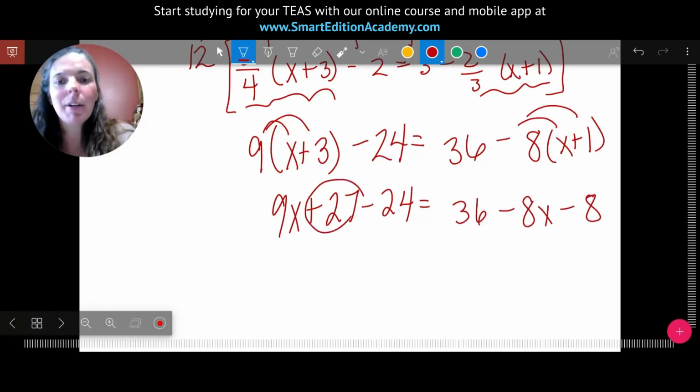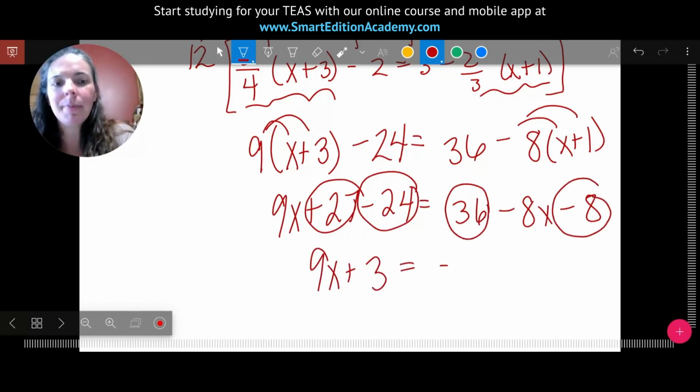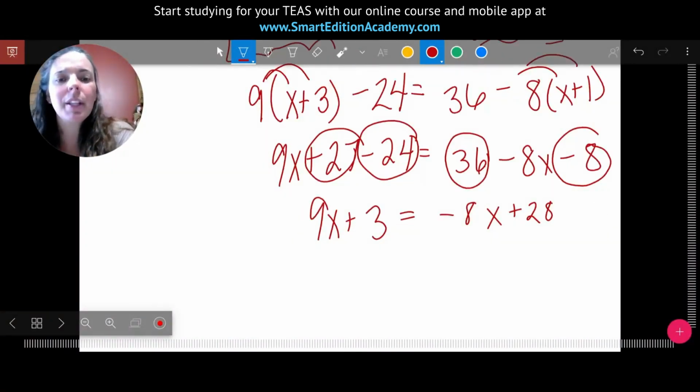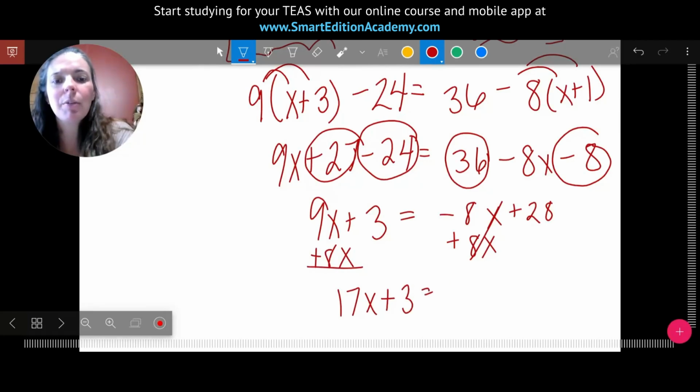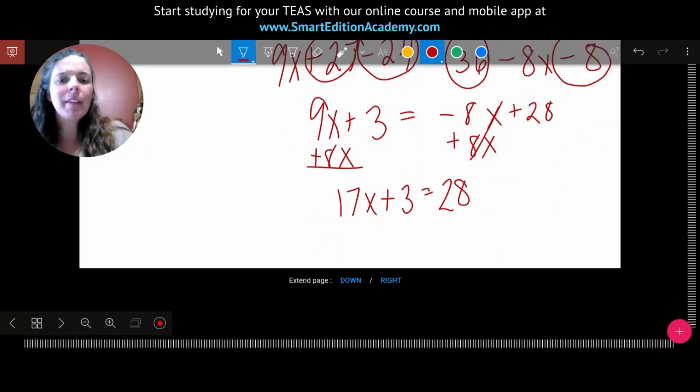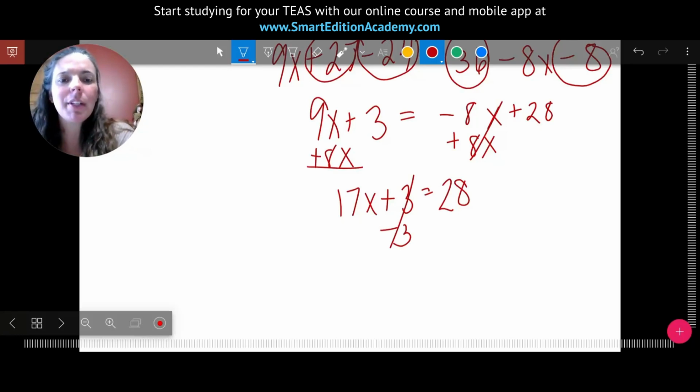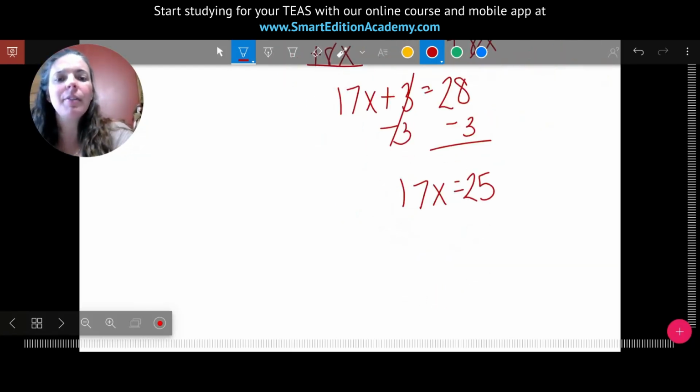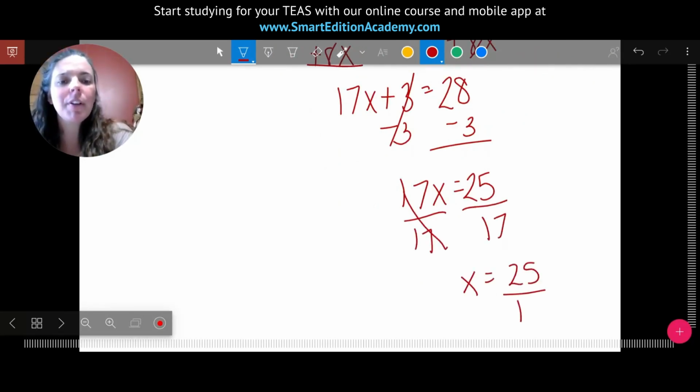And now we're just going to combine like terms, the same process we've been doing. We can combine 36 minus 8. From here, my goal is to get the x's on the same side of the equation. So I'm going to get 17x plus 3 equals 28. Now we're going to subtract 3 from both sides. 17x equals 25. Divide by 17, and you will notice we get the same answer either way, 25 over 17.